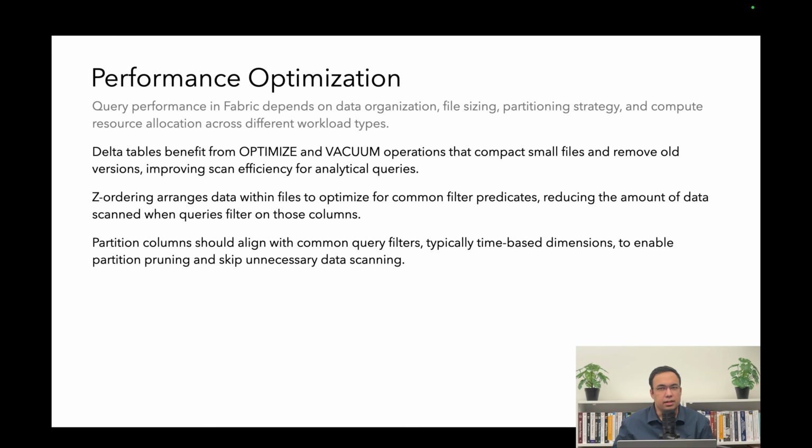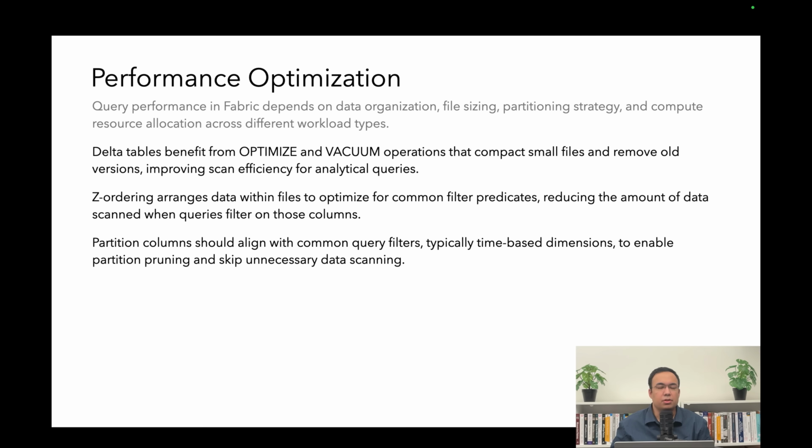Z ordering arranges the data within the files to optimize for common filter predicates. If you frequently query data filtered by customer ID and date, you can Z order on those columns. This means data with similar customer ID and date values get physically stored together in files, reducing the amount of data that needs to be scanned when you filter on those columns.